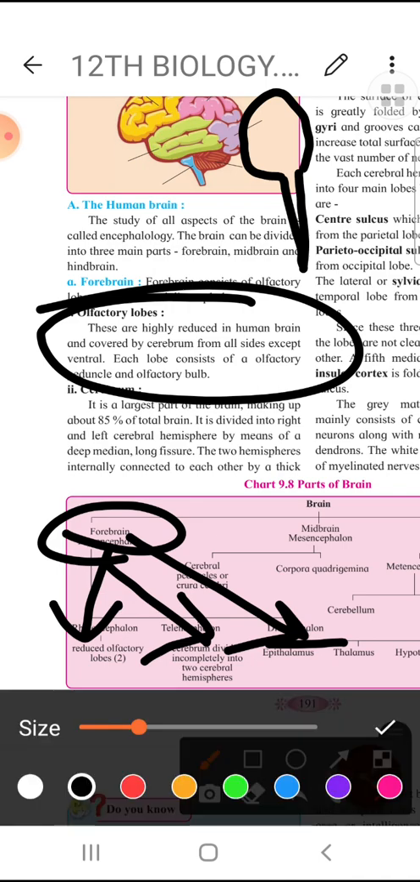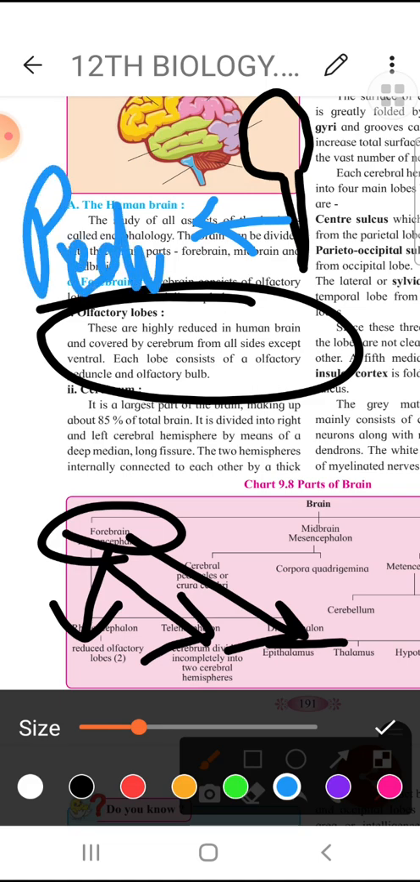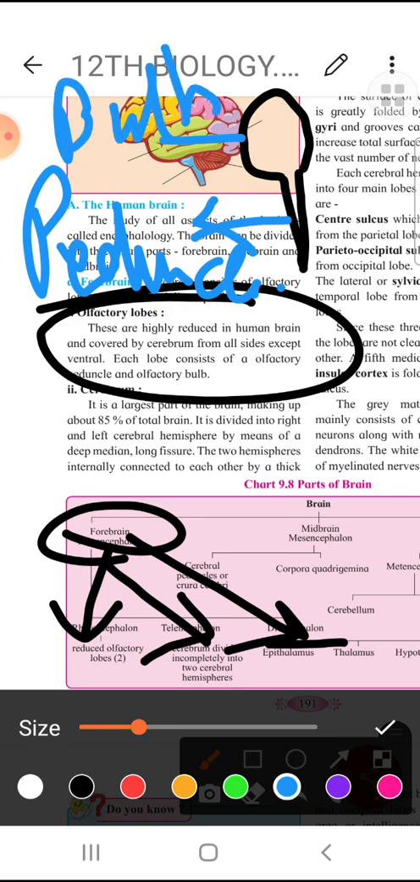This is the peduncle and this is the bulb. So you have the 2 parts in it. olfactory lobe का जो ऊपर का हिस्सा है उसको हम बोलते हैं olfactory bulb, और जो नीचे का extended part है उसको बोलते हैं olfactory peduncle. Okay, this is the reduced form. Humans have it very reduced compared to some animals. Okay, dogs have well developed olfactory lobes.